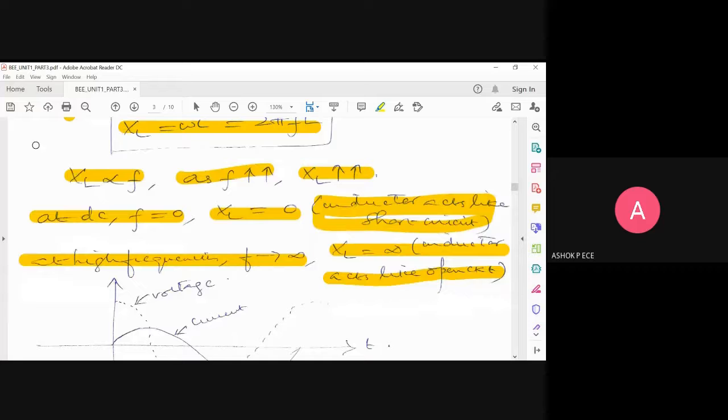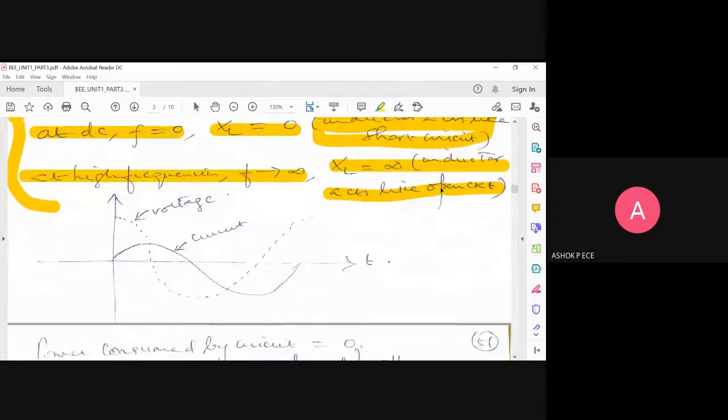Are these two cases clear? The extreme cases of inductive behavior are at zero frequency and at very high frequencies. At zero frequency, it is a short. Naturally, at very high frequency, it should be open. The duality principle will be followed here.